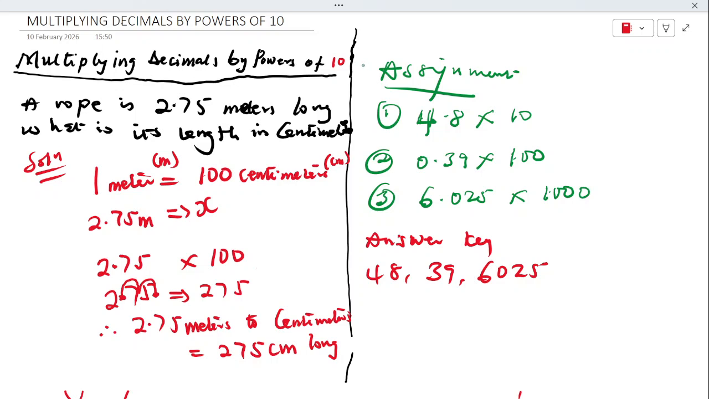In our next lesson, we will learn how to divide decimals by powers of 10, which moves the decimal point in the opposite direction.